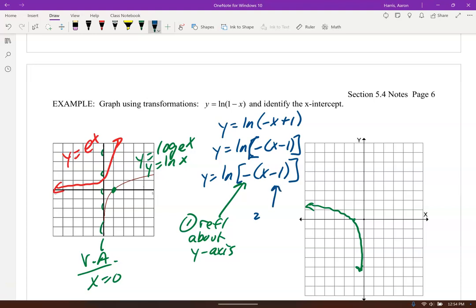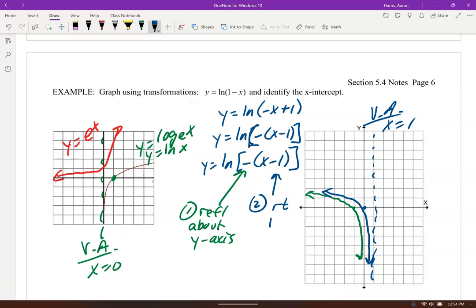And then number 2, I'm going to shift it right 1. So instead of x equaling 0, x equaling 1 now is my vertical asymptote, and everything else looks the same. And there's our natural log of 1 minus x.